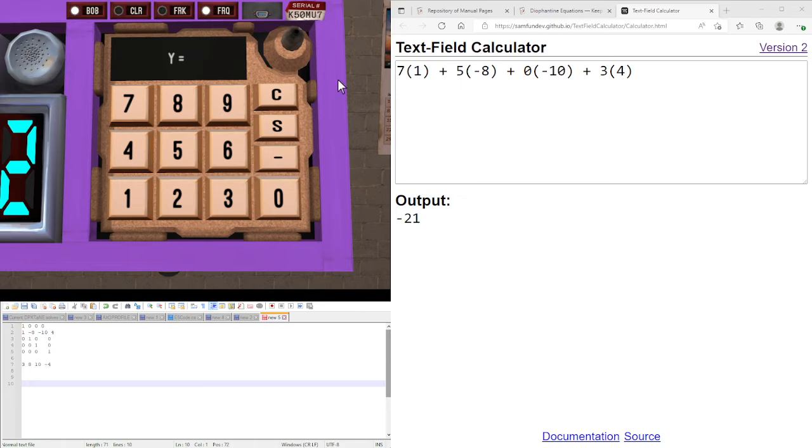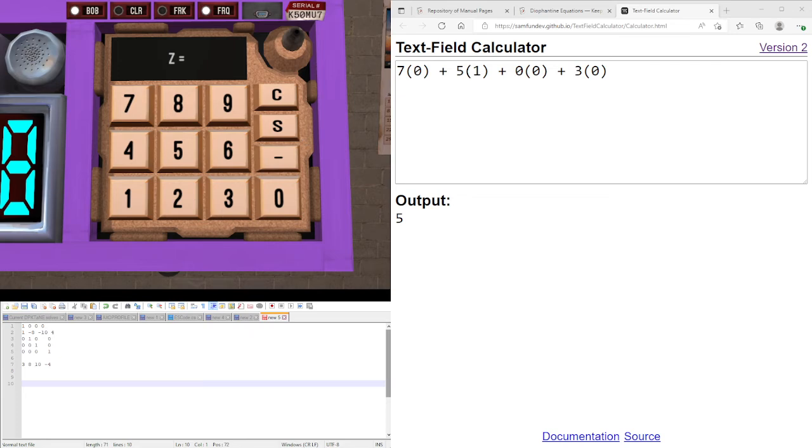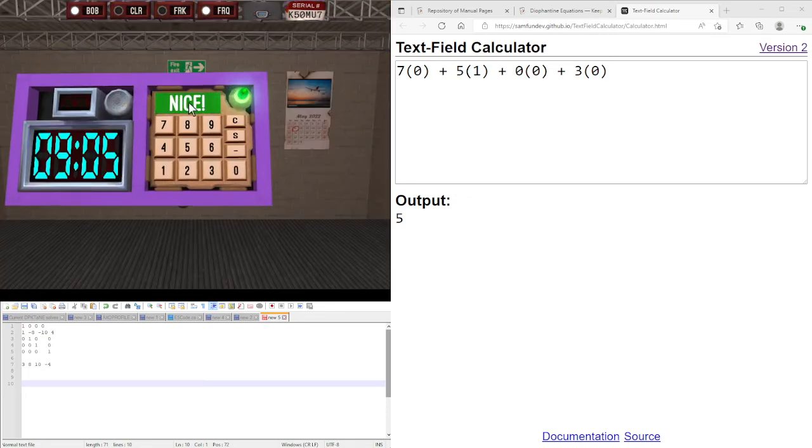Thankfully, Y, Z, and W are going to be nice and easy here, because all of these go to 0. It's just going to be the coefficient of the second term times 1, which is 5. And this is going to be the same for the rest of them. So Z was 0, and W was 3. We press submit, and we have a solved module.